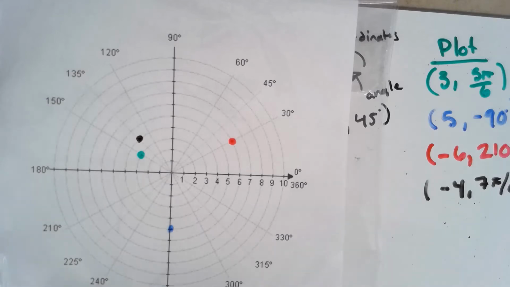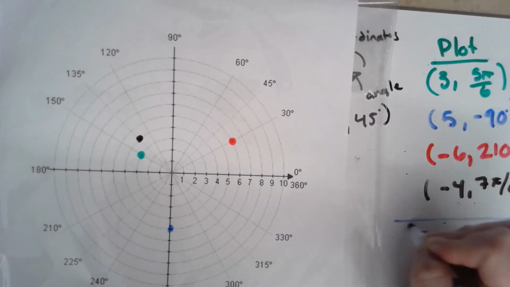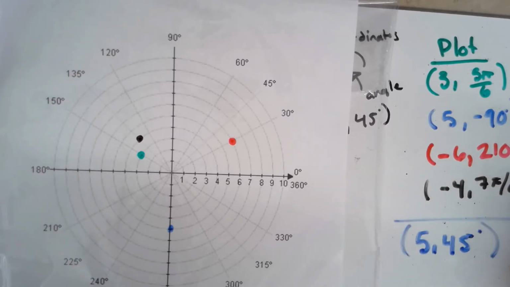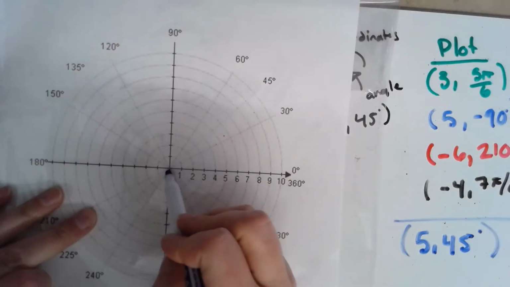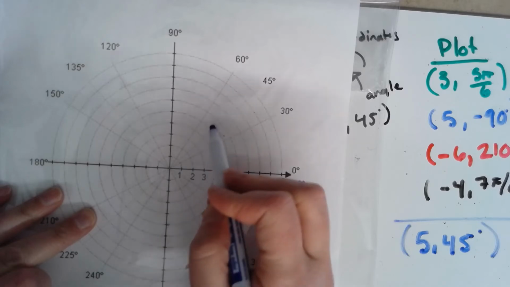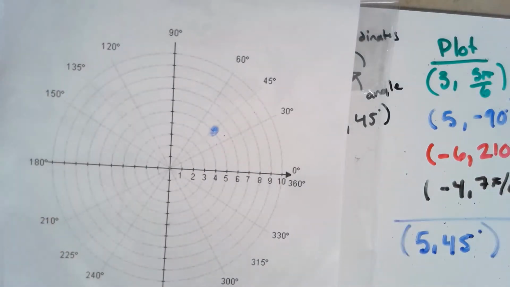So we're going to do the point 5, 45, and we're going to write this in 4 ways. So I'm going to rewrite this. We're at 45 degrees and we're up 1, 2, 3, 4, 5. Okay, so I want to write another way to get to that point.